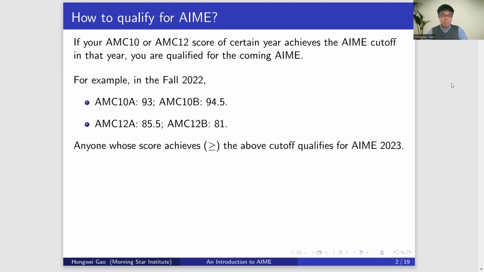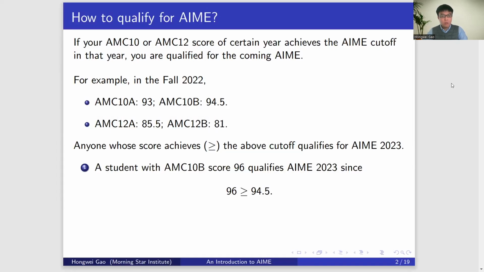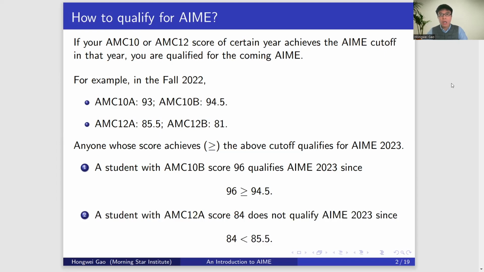Let me take two examples. A student with AMC 10B who scored 96 qualifies for AIME 2023 because 96 is greater than or equal to 94.5. Another student with AMC 12A who scored 84 does not qualify for AIME 2023 because 84 is below the AIME cutoff for AMC 12A, which is 85.5.